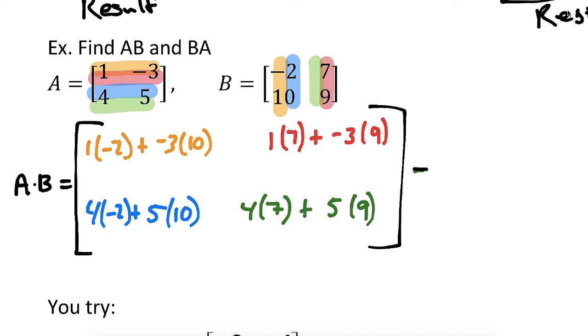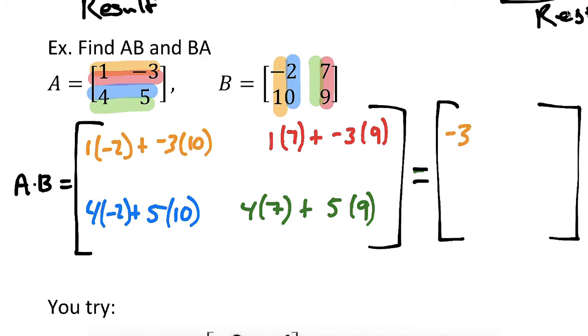In the end, we can calculate that result. We'll do it in the colors that we had. So in orange, 1 times negative 2 is negative 2. Negative 3 times 10, so that's negative 30. 1 times 7 plus negative 3 times 9, that's going to be negative 20.